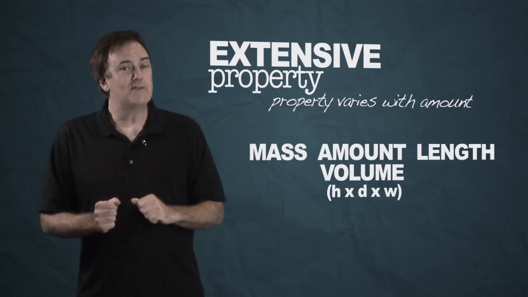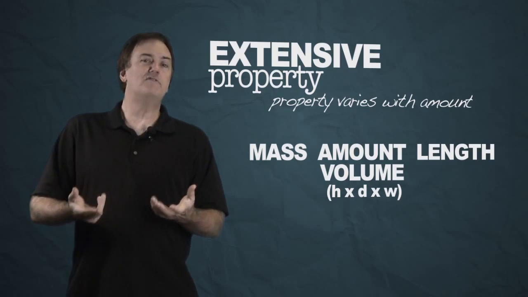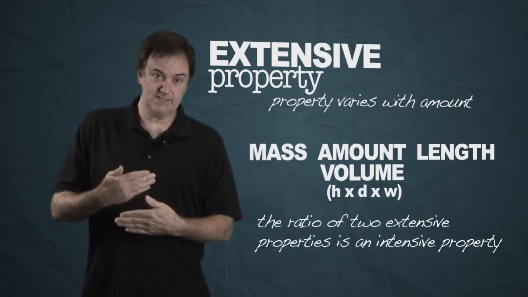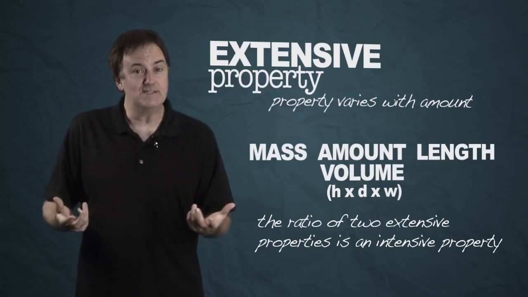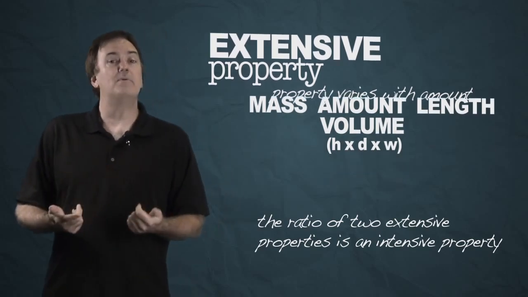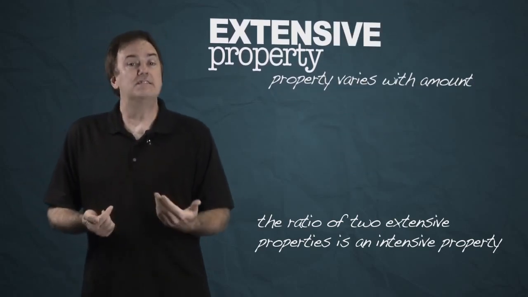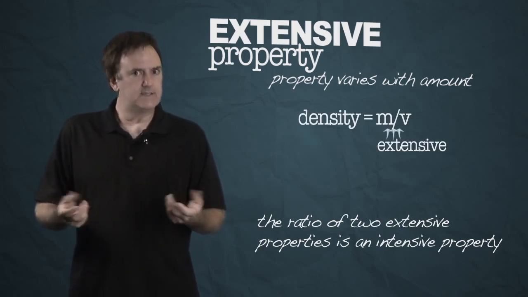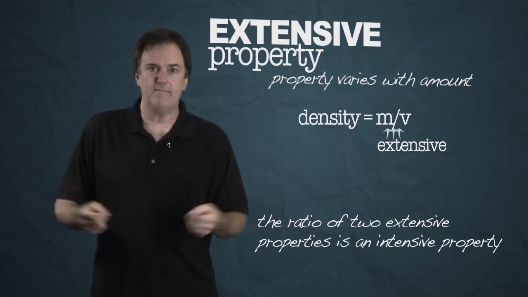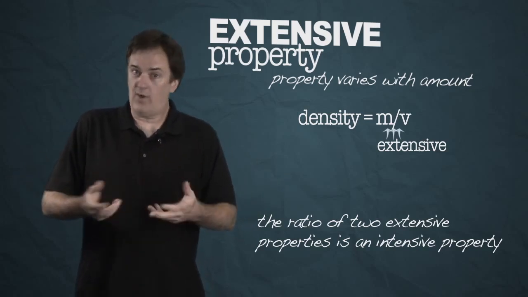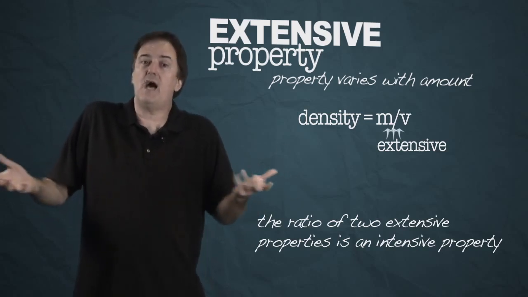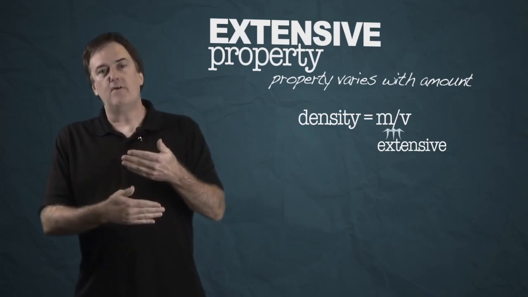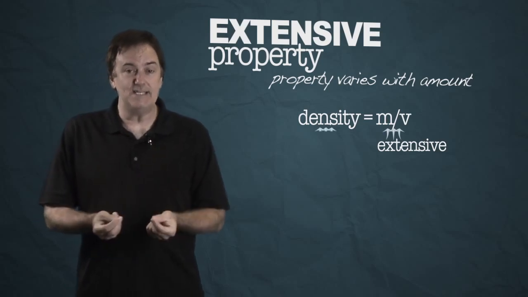An interesting thing, though, about extensive properties: if you ratio one extensive property against another extensive property, you get an intensive property. A great example of this is density. Density is mass per unit volume. The mass is extensive. The more you have, the more mass you have. Volume is extensive. The more volume you have, the more the number goes up. But if you ratio them, mass divided by volume, you get density, and that's intensive.